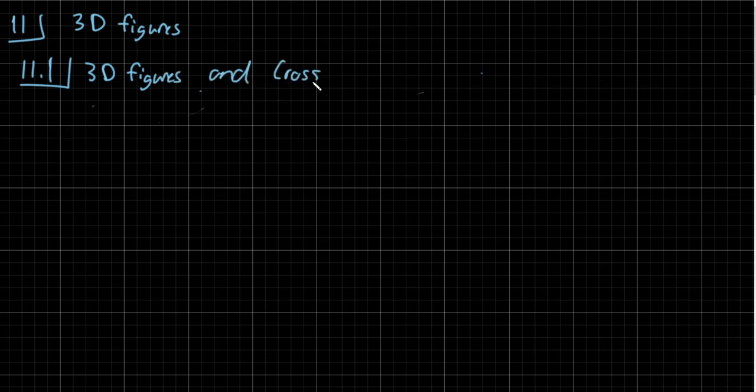Okay, chapter 11, 3D figures. And then 1.1 is 3D figures and cross sections. Cross sections mean we're just cutting it in half or we're cutting it in different ways. So those are cross sections.